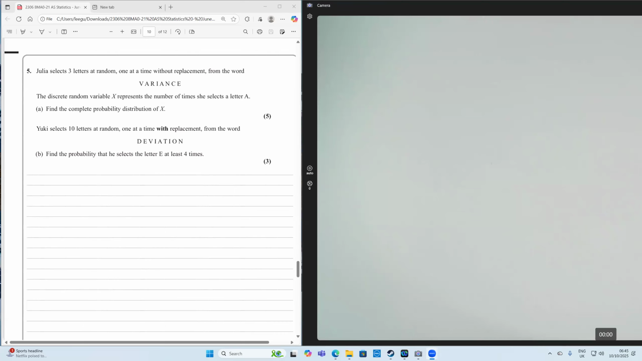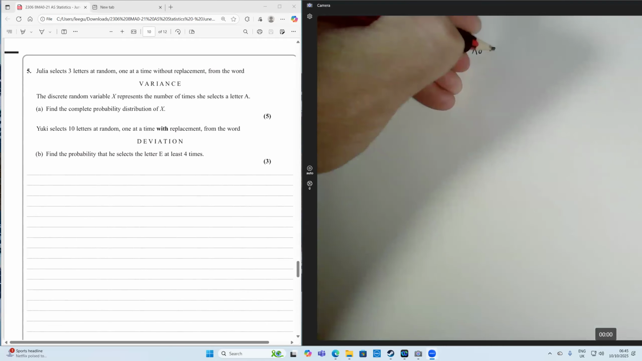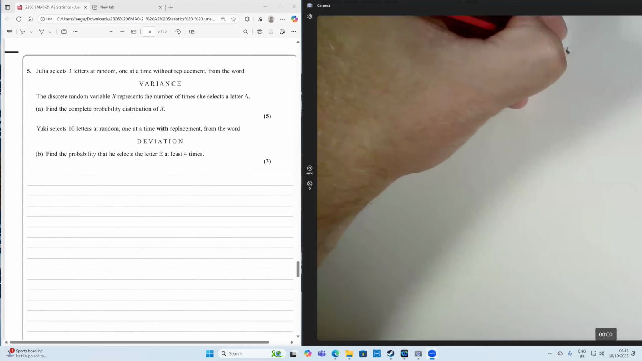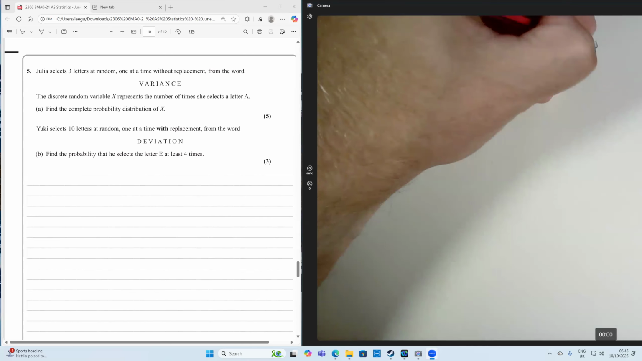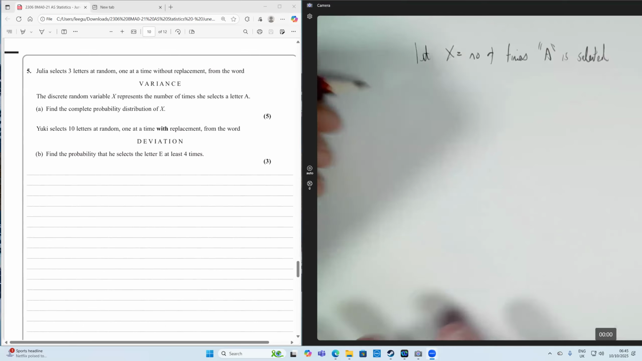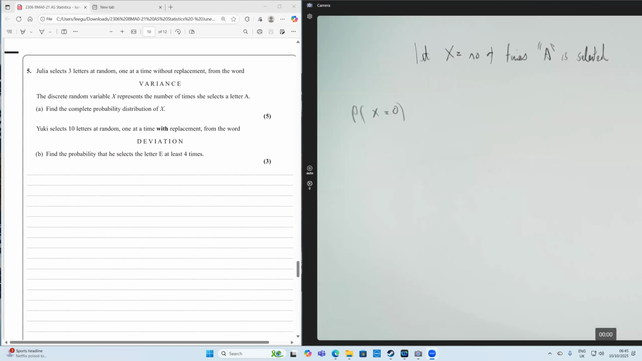Okay, well, let's think. Julia can either select the letter A not at all, so 0, she could select it once, or she could select it twice in her 3 selections. So we're going to say let x equal the number of times A is selected. So let's first of all work out the probability that x is equal to 0.